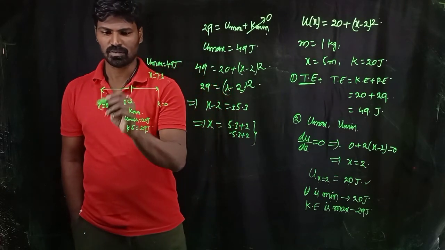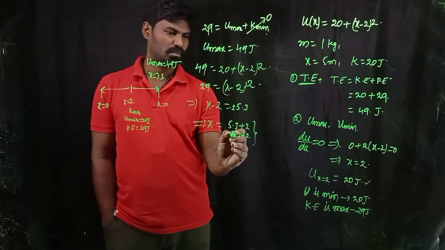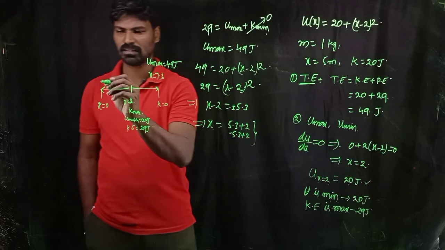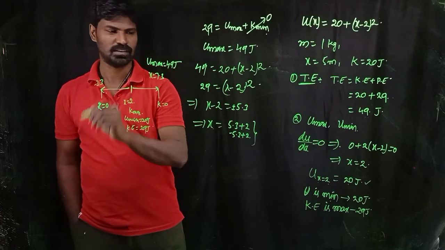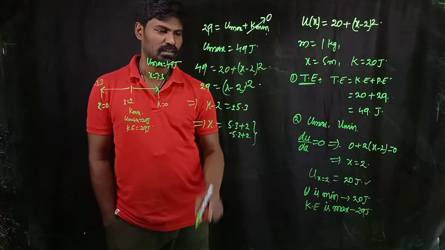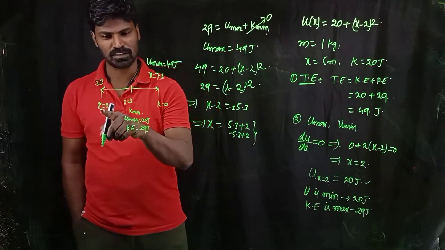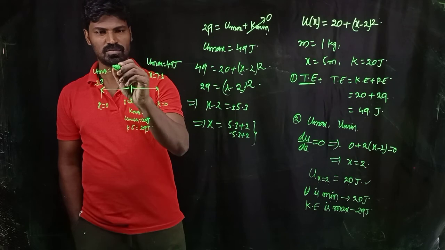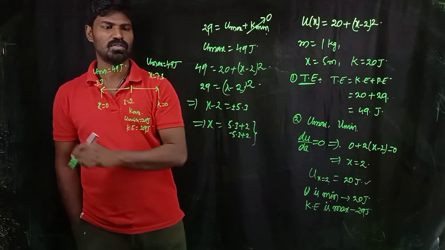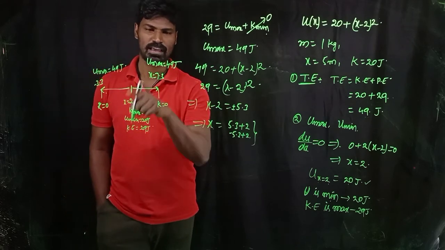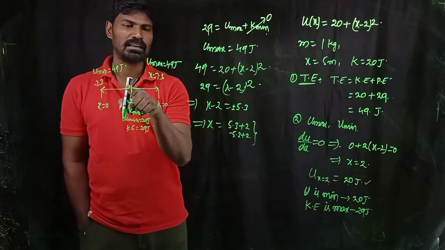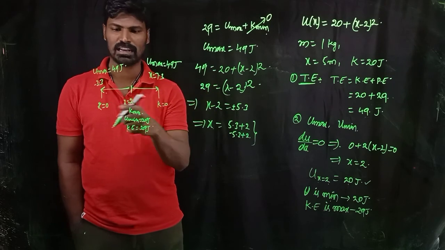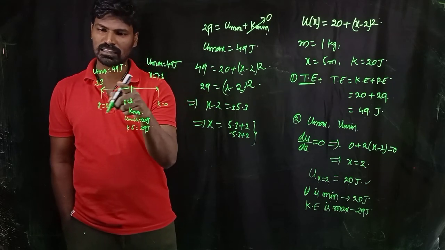Okay, at x equal to what value? Minus 5.3 plus 2 is how much? Minus 3.3. At x equal to minus 3.3, what's happening? Again kinetic energy is 0 and potential energy is maximum, and its value is how much? 49 joules. So the maximum possible value of x, the particle can move to the right direction, is 7.3, and 3.3 in the left direction.